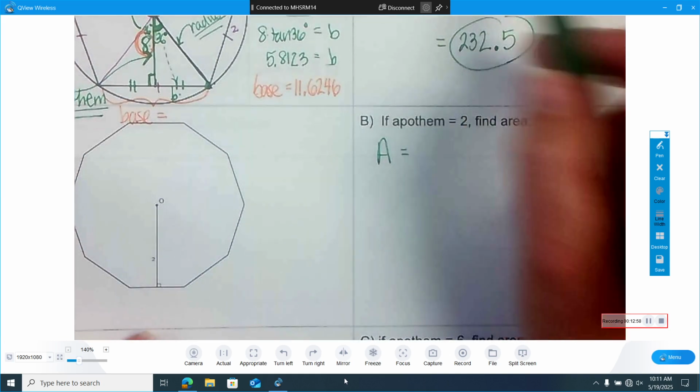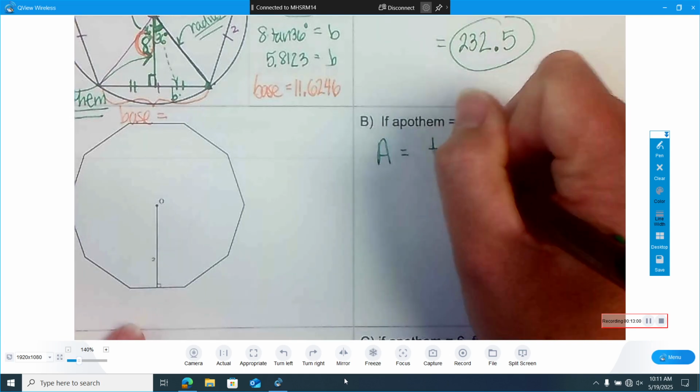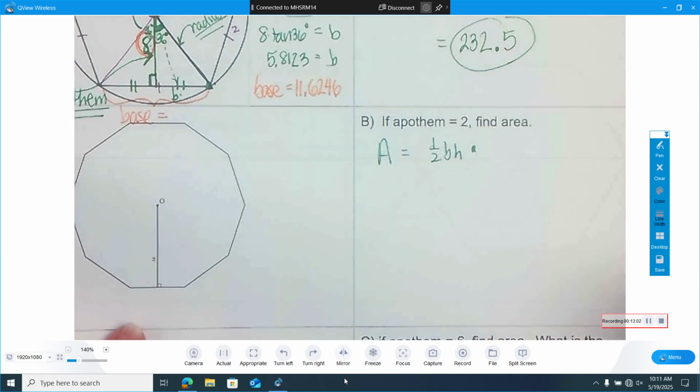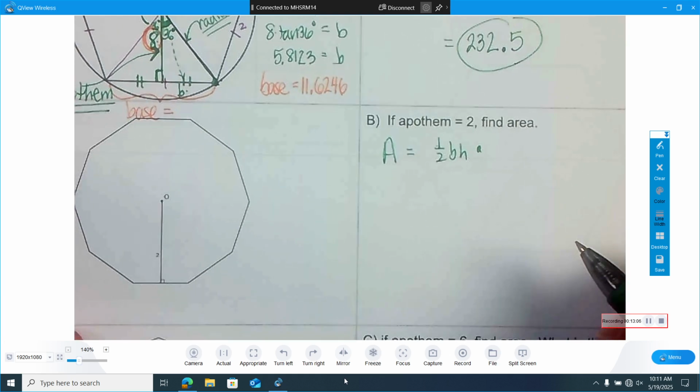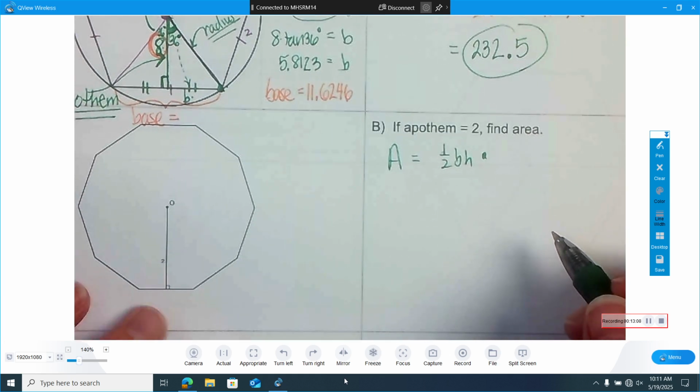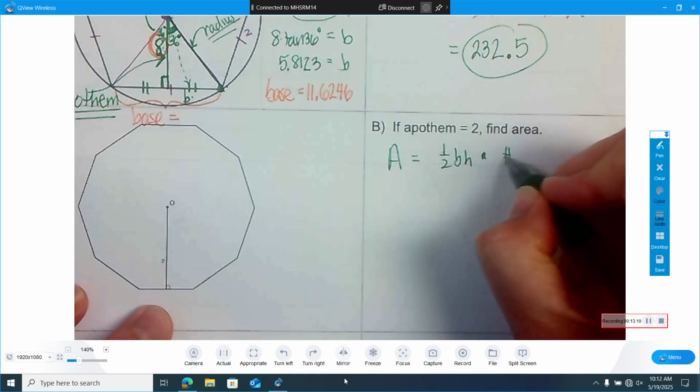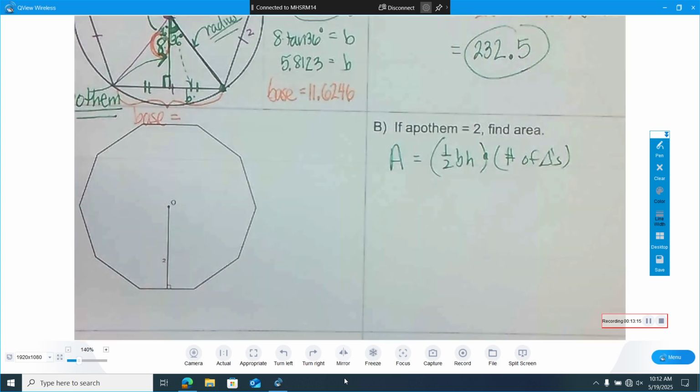General formula. What's the general formula? 1/2 base times height times, how many triangles do we have? Number of triangles. That's what we're going to do. I'm just going to write it like that. 1/2 base times height times the number of triangles. Well, I need to figure out my number of triangles here.